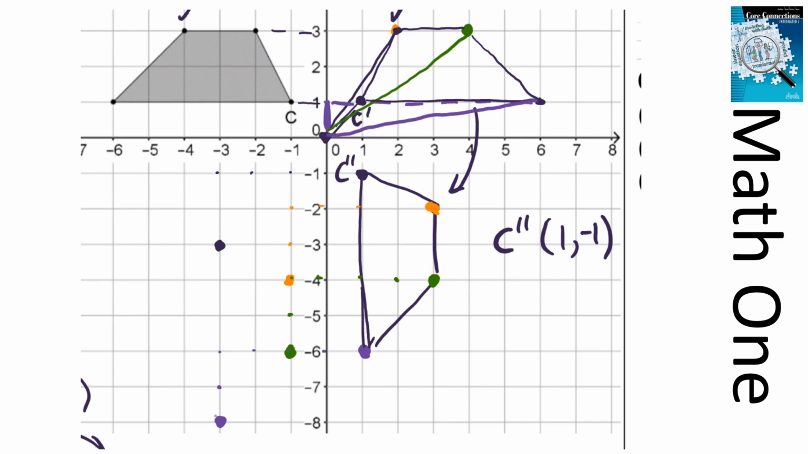So this is my final trapezoid. It ends right here. And the point that I've been tracking the whole time, C triple prime, is located at the point -3, -3.